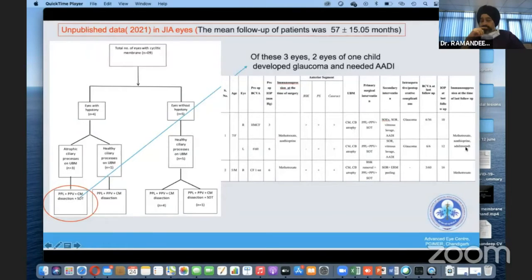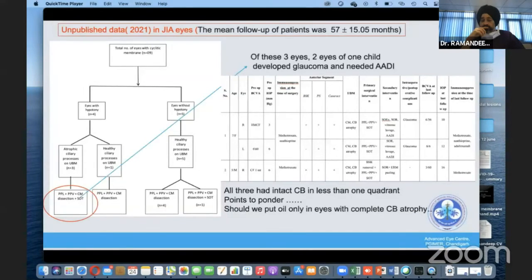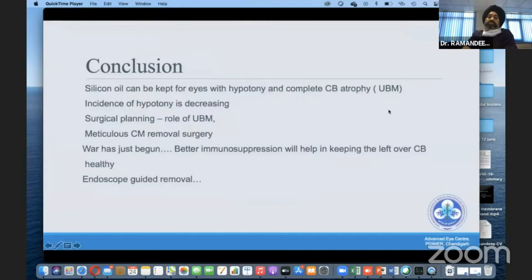It made us believe that probably the eyes with complete ciliary body atrophy, not incomplete ciliary body atrophy, will need oil. So now we believe that silicone oil tamponade is kept only for the eye with hypotony and complete ciliary body atrophy seen on UBM and intraoperatively. Again, meticulous CM removal is possible in these patients, and it brings out good results.